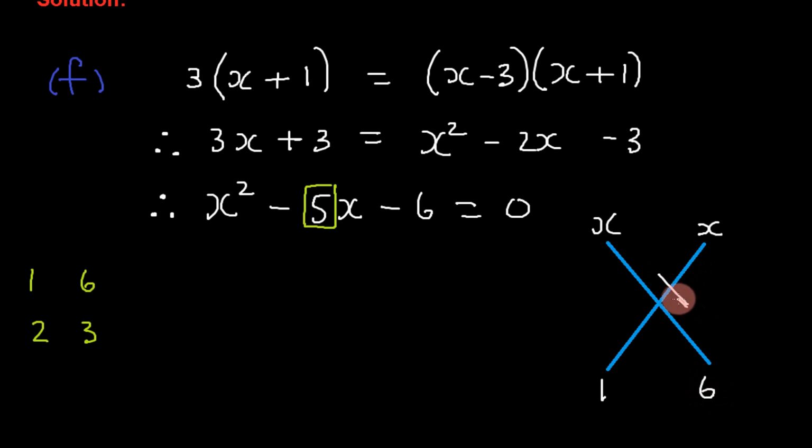We can cross multiply. X times 6 is 6x. X times 1 is 1x. The middle term must be negative 5x. And we can get negative 5 when 6 is negative and 1 is positive. So negative 6x plus 1x is negative 5x. 6x is negative, so we need a minus here with a 6. And 1x is positive, so we need a plus here.